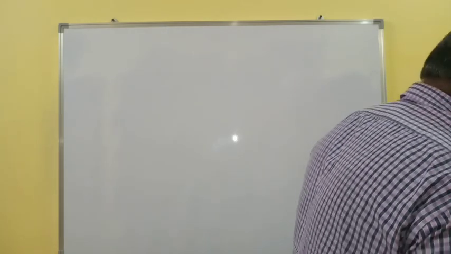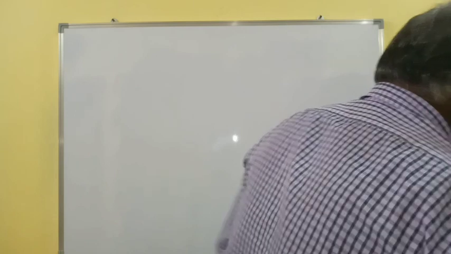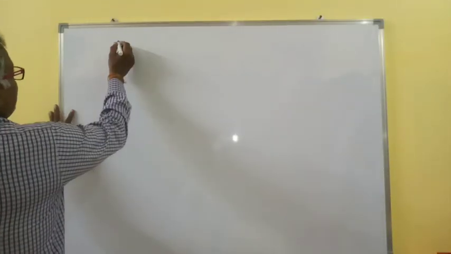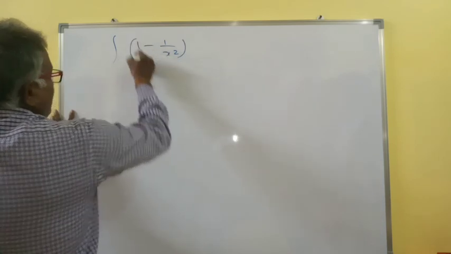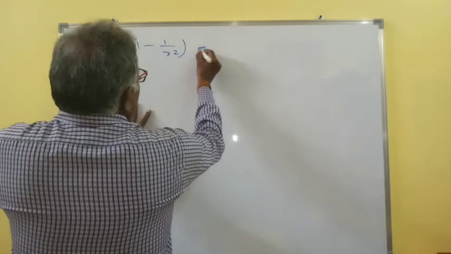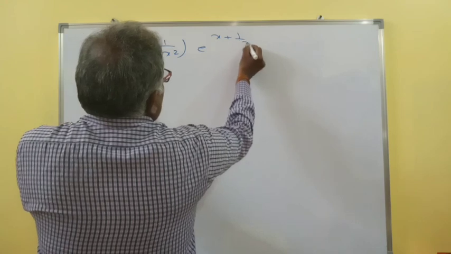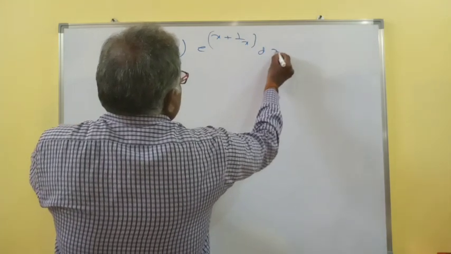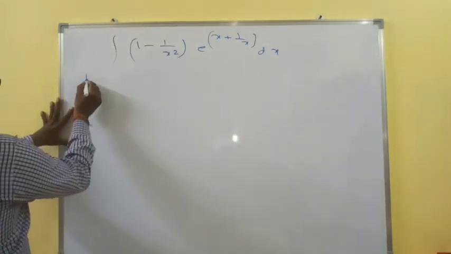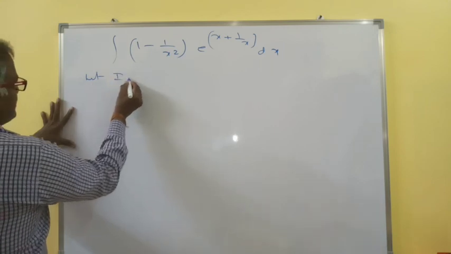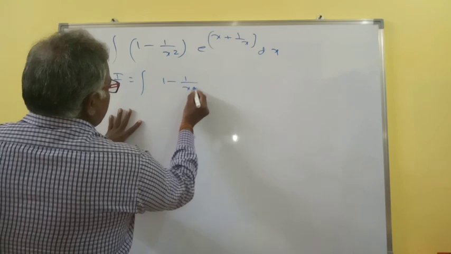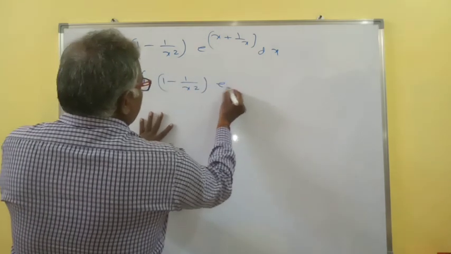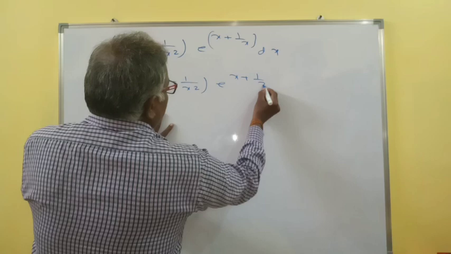Next one: integral of 1 minus 1 by x square into e power x plus 1 by x. This is the problem. So let I equal the integral of 1 minus 1 by x square into e power x plus 1 by x.